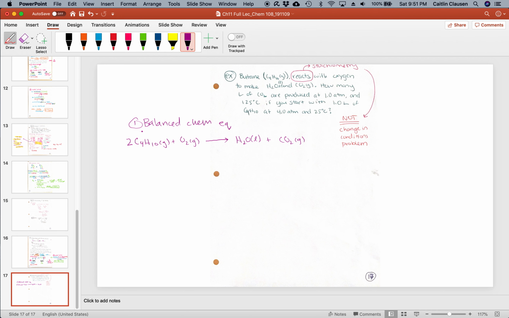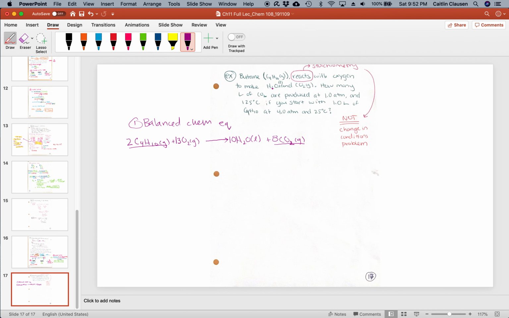The coefficients should be 2 moles of butane, 13 moles of oxygen, and 10 moles of water, and 8 moles of carbon dioxide. And we're only worrying about butane and carbon dioxide.